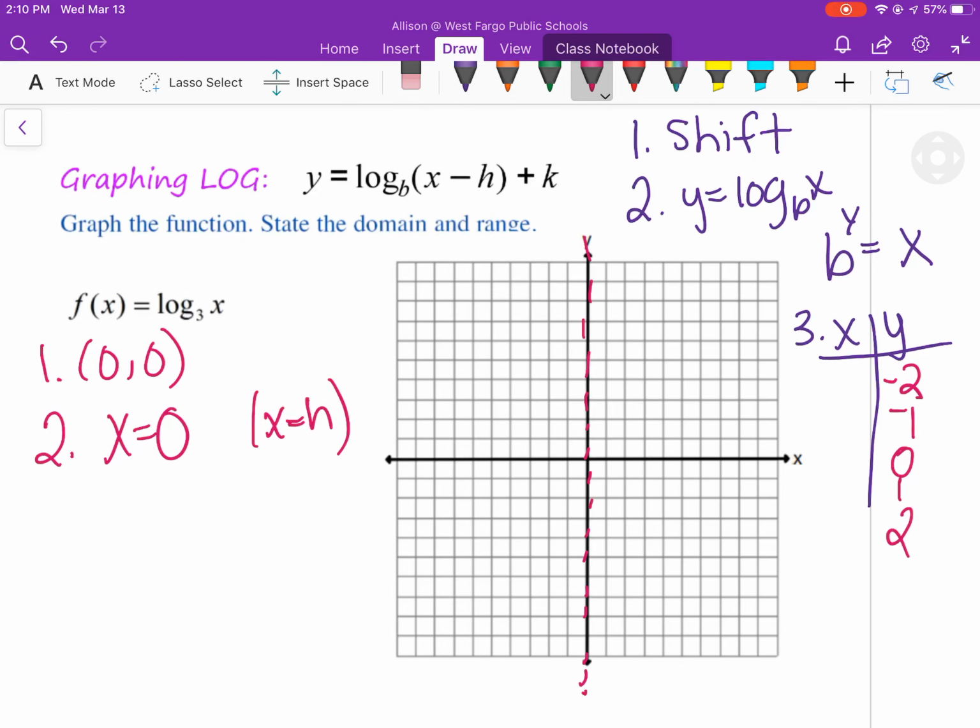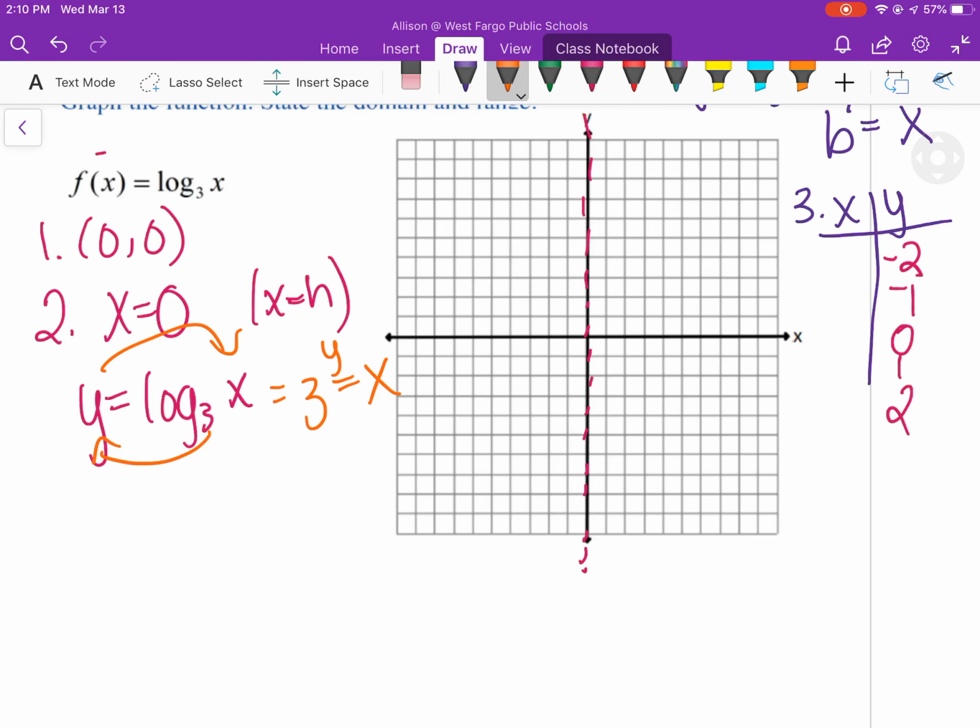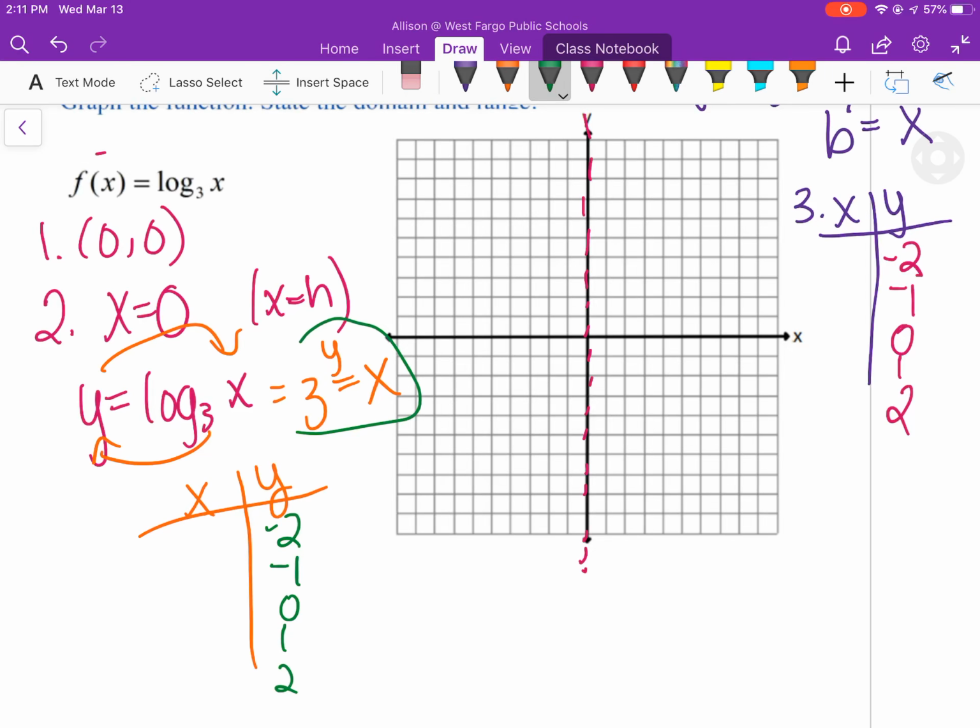And I'm going to rewrite it then as f of x is the same thing as y, so this is y equals log base 3 of x, and I can rewrite that as 3 to the y power equals x. Then I'm going to make myself a table. I don't have an a value, so I don't need the third column, and I'm going to plug in these values, but plugging them in for y, and then I'm going to use this to evaluate for x.